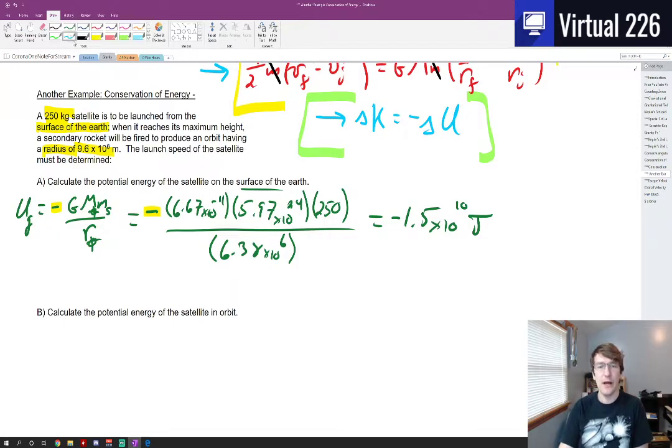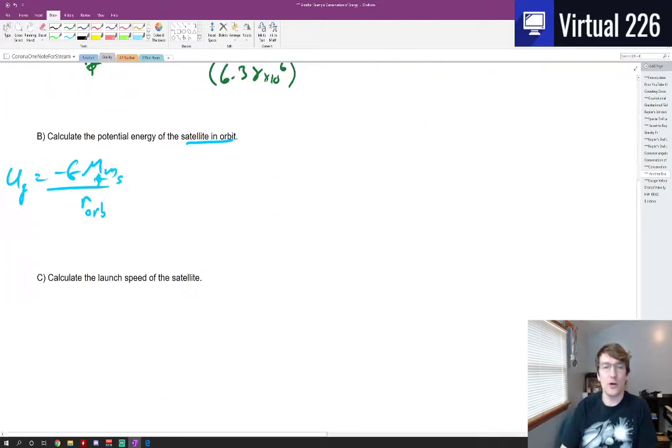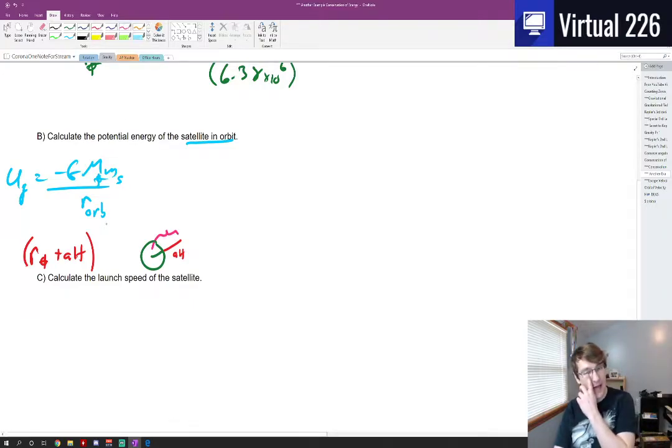If we'd like to do that for part B, but we're now in orbit, same equation, negative GMm over R, where that's the mass of the Earth, and that's the mass of the satellite. Now we are in orbit, and that means that our radius has changed. Our orbital radius is going to be the combination of the radius of the Earth plus the altitude. If we think about the Earth here, it has a radius, and then you go up some extra altitude. We need this entire bit here, so we need to add those together.